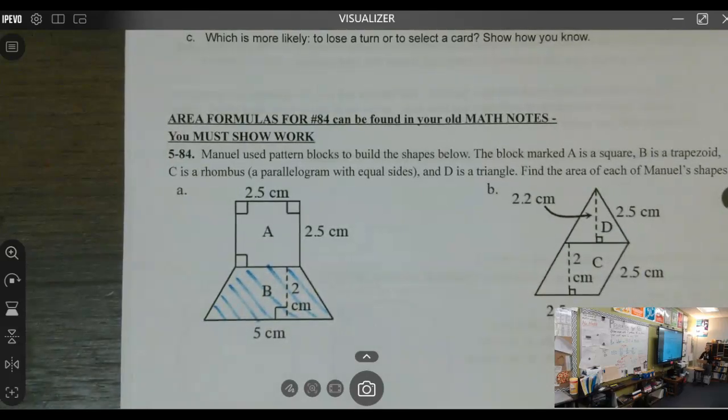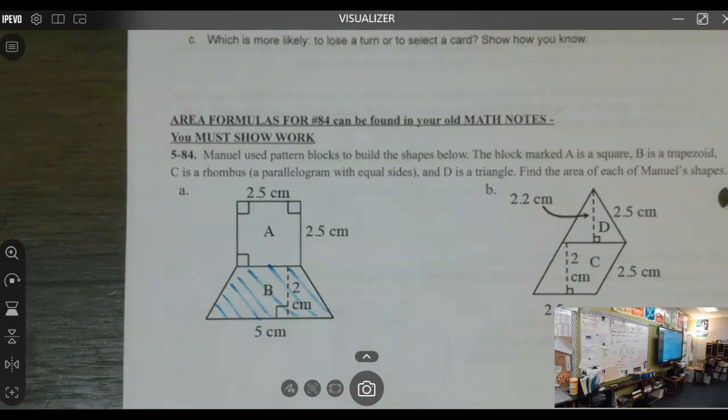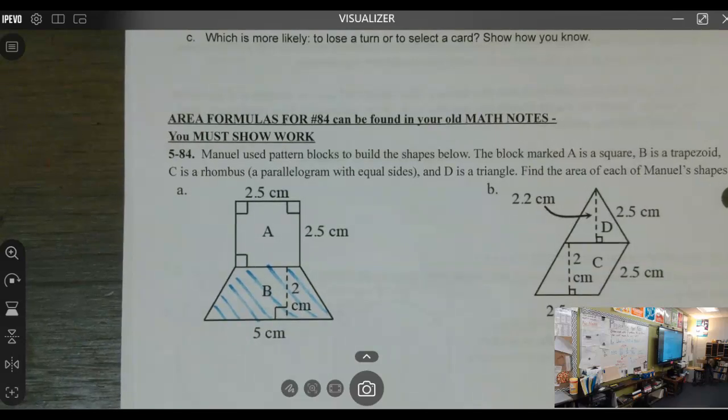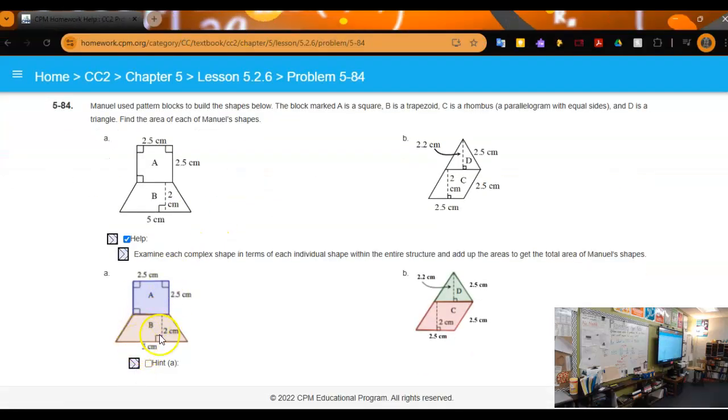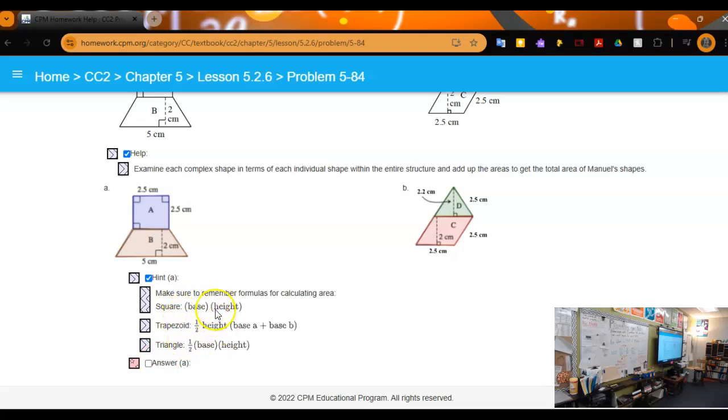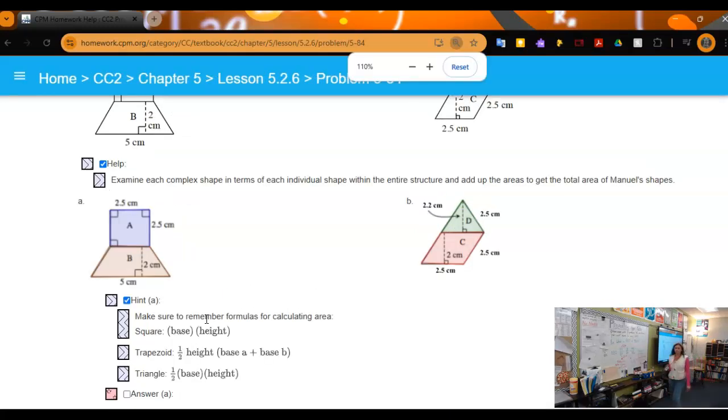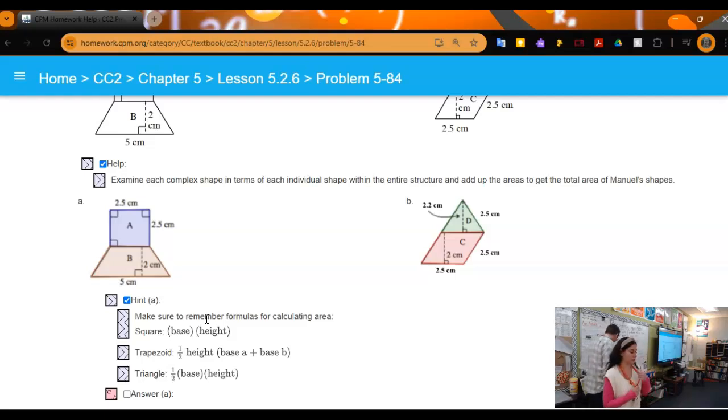So I'm just checking what homework help tells you guys, because I always like to know. If you go to homework help for this problem, trapezoids, we have not really dealt with trapezoids yet. So they set up the hint to tell you the formula. If you want to use the actual trapezoid formula, pause what you're doing and look up here. I want you to understand why this is happening.